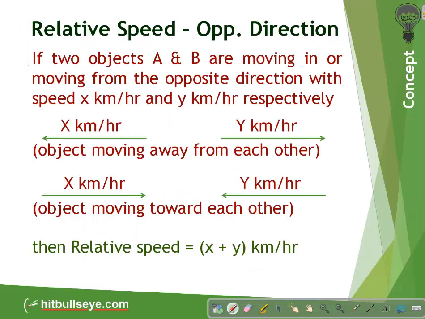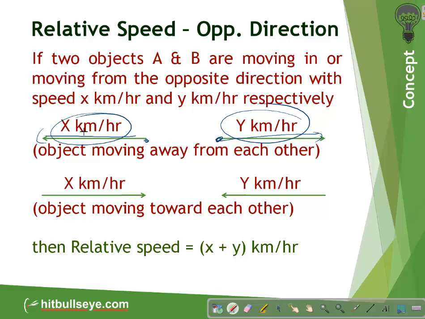Now let's start with the concept of relative speed in a opposite direction. If two objects A and B are moving from the opposite direction with a speed of x kilometer per hour and y kilometer per hour. Now you can see objects moving away from each other. Suppose x is standing here and y is standing here, if y is moving toward this and x is moving toward, that means both the objects are moving away from each other.